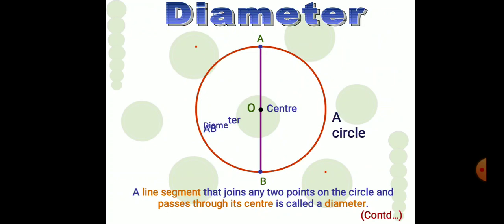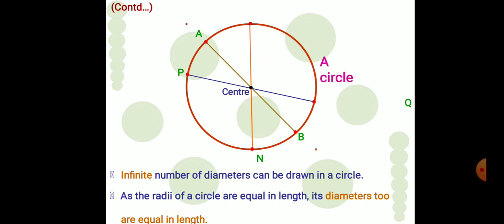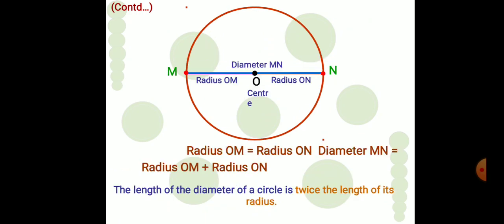Next, let us see what is meant by diameter. A line segment that joins any two points on a circle, but passes through the center, is called a diameter. Infinite numbers of diameters can be drawn in a circle. In the same way, we can draw any number of radii as well as any number of diameters for a given circle. As the radii of a circle are equal in length, its diameters too are equal in length. So, all the diameters are of the same length.